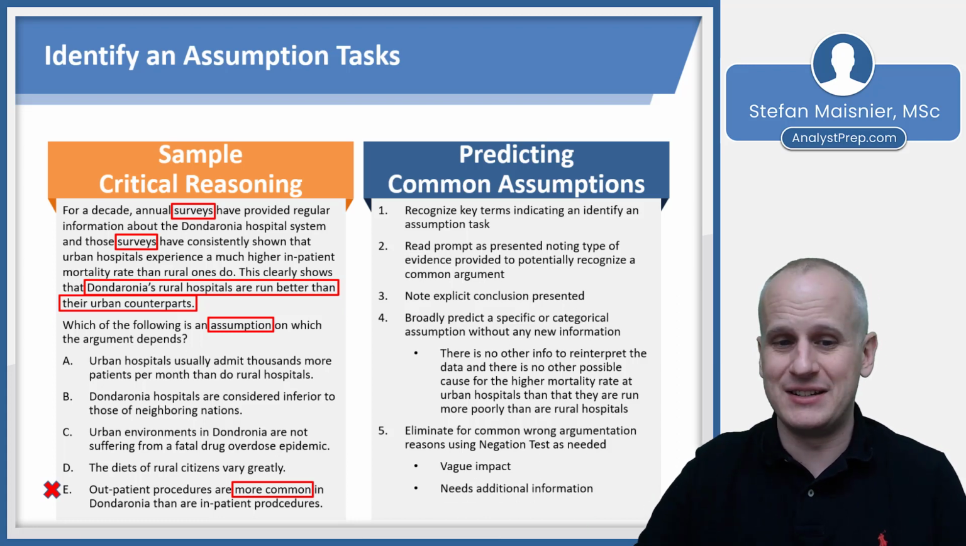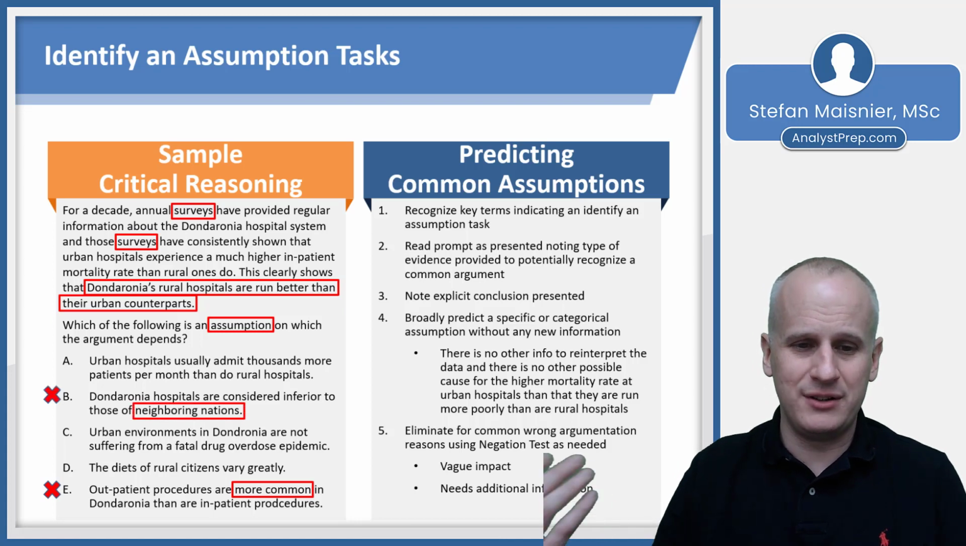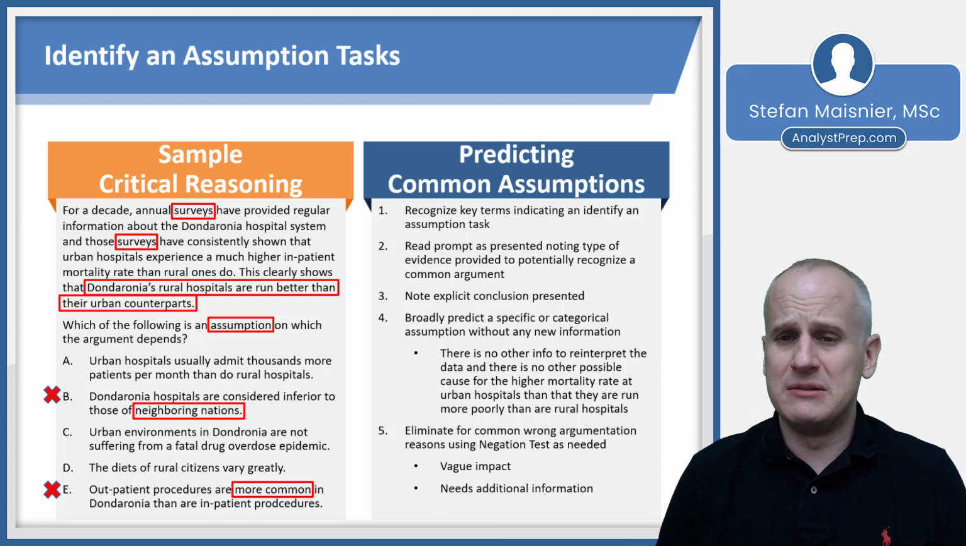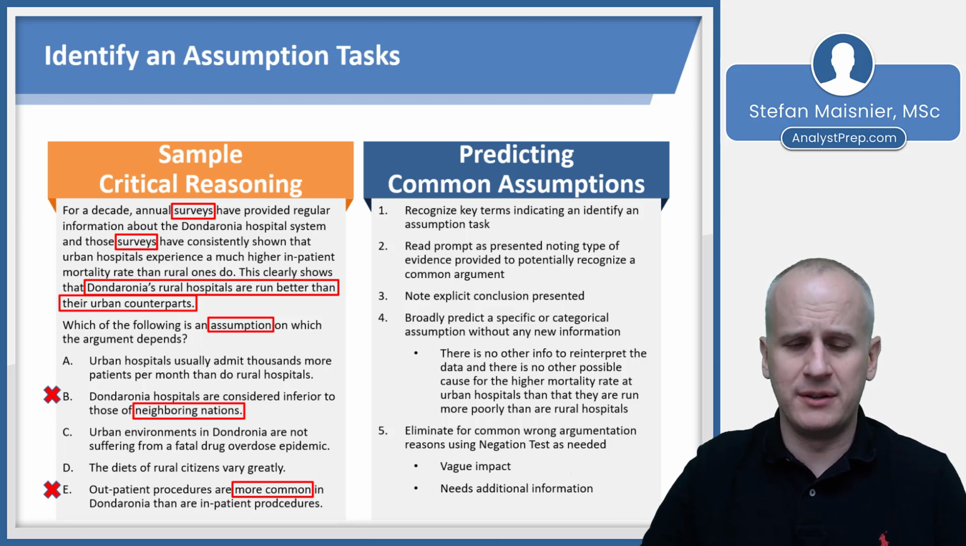And we could also say that it needs additional information, as would introducing the concept of neighboring nations in choice B. Donderonia hospitals are considered inferior to those of neighboring nations. Okay, well, how does that affect, again, the rural versus urban divide that we clearly have at issue in this argument? So we can eliminate choice B.